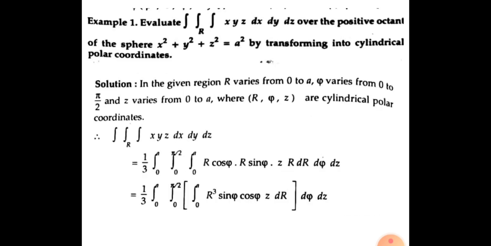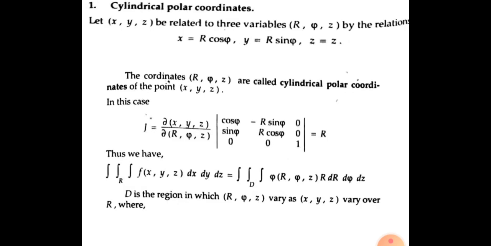Next, let us consider a problem. Before that, let us see cylindrical polar coordinates: what are cylindrical coordinates, how to find out the Jacobian, and after getting the Jacobian and converting Cartesian to cylindrical, what will be the standard form?